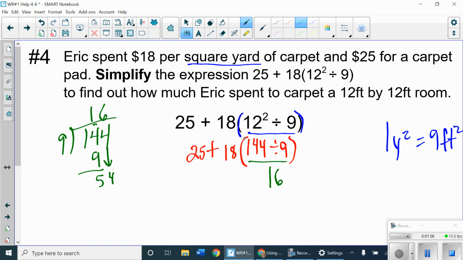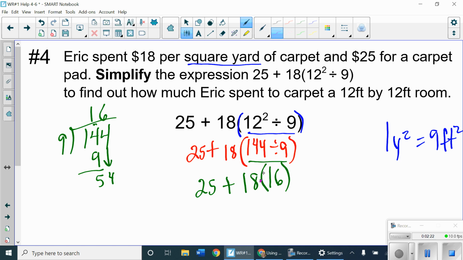It's in parentheses, and if you just put down an 18, it looks like 1,816, and that's not right. So protect that 16 with those parentheses, and then drop everything else down. 25 plus 18 parentheses 16. Right here is multiplication. So our next step is to multiply 18 times 16.